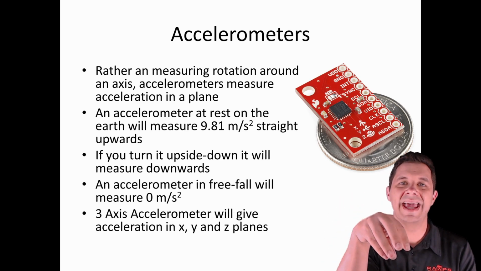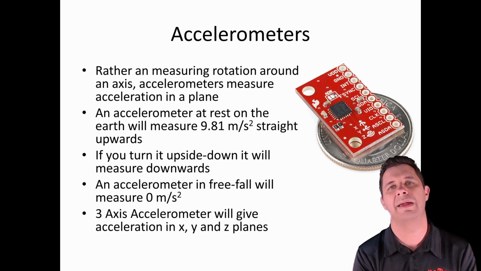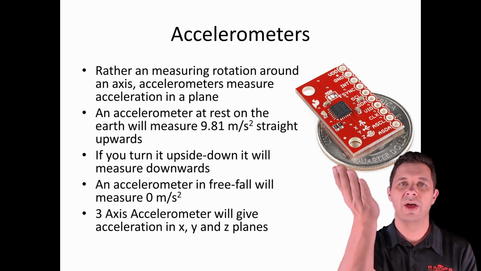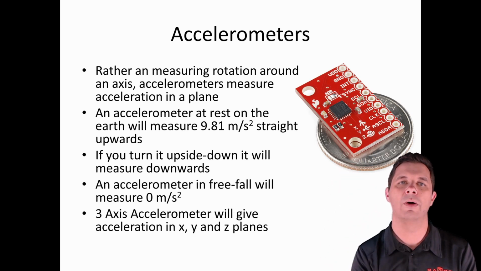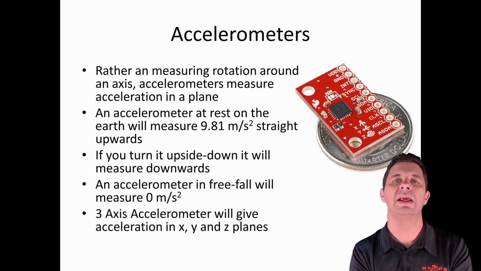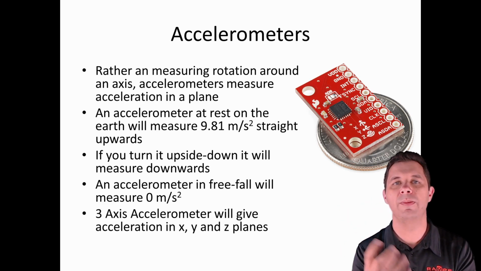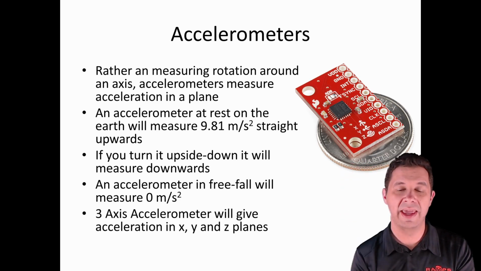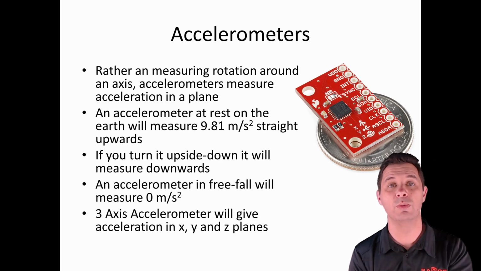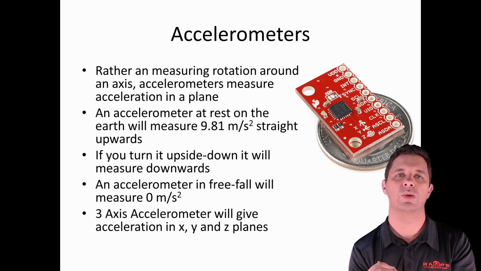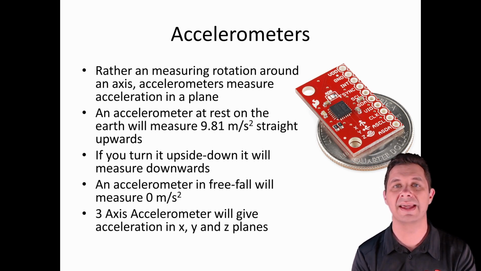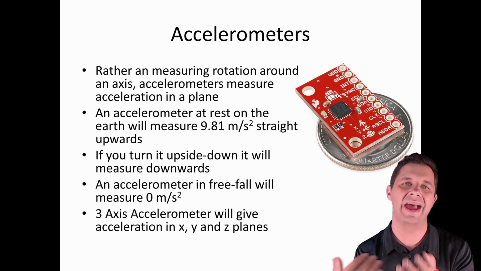Now, if we turn it upside down, it will measure negative 9.8 meters per second squared. So the opposite, because we've flipped the plane that it's measuring on. If we drop it, it's in free fall, and it'll measure 0 meters per second squared, because the 9.8 meters per second squared is acting on it and has moved it. And when we talk about a 3-axis accelerometer, for example, that means that it can measure acceleration in the X, Y, and Z planes.